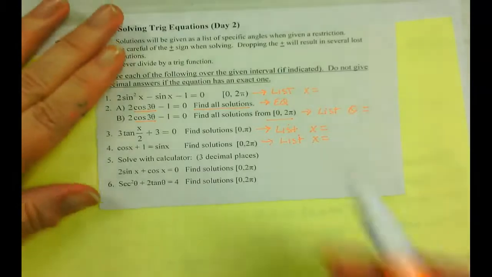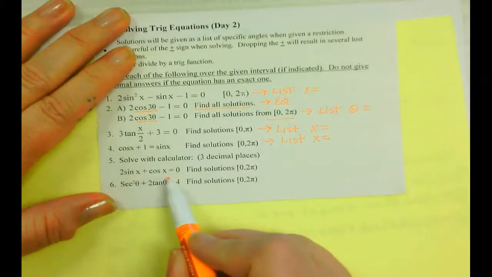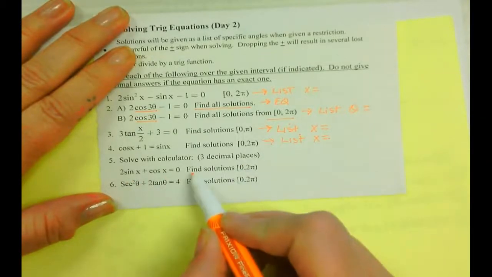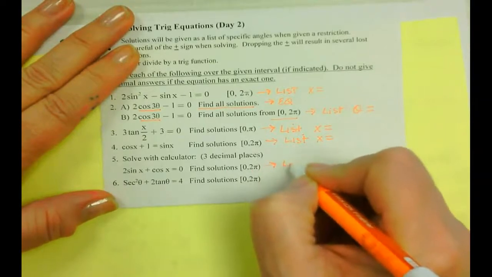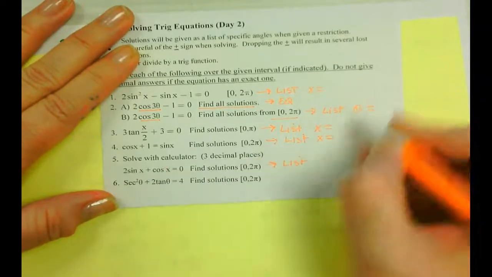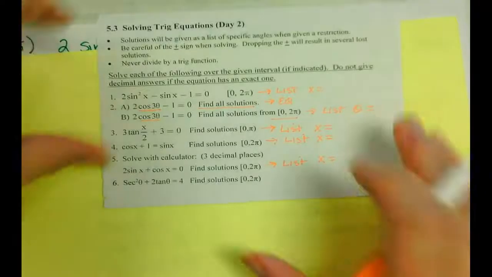When I'm looking at 5, the problem here is 2 sine x plus cosine x equals 0, and notice it says find solutions from 0 to 2 pi, so I know that means my answer is going to be a list. The unknown is x, so I write my final answer as x equals and list out the possibilities. All right, so that's what we're going to do then. We're going to list the possibilities from 0 to 2 pi.